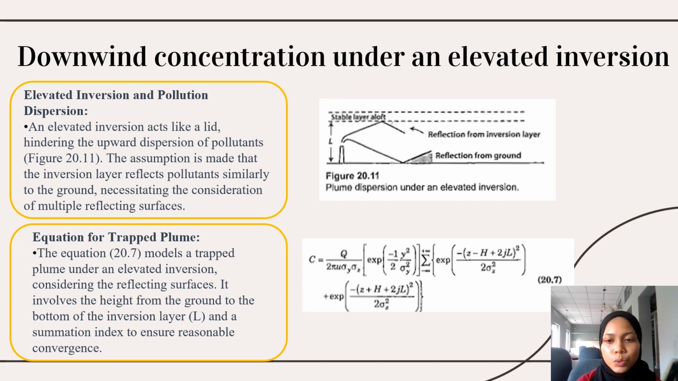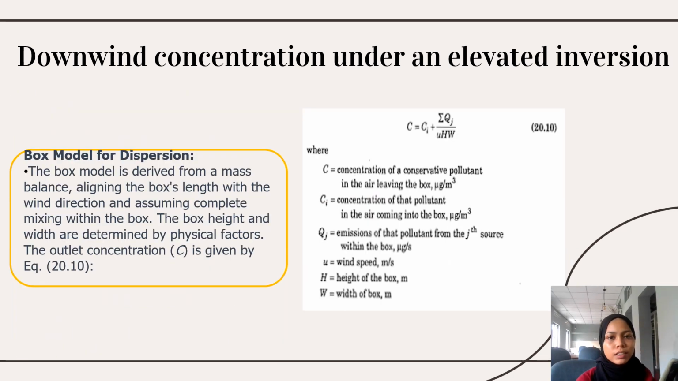And Equation 20.7 is actually the equation for the trapped plume under an elevated inversion. It considers the reflecting surfaces, and it involves the height from the ground of the inversion layer, L, and this summation index. So next is still the downwind concentration under an elevated inversion.